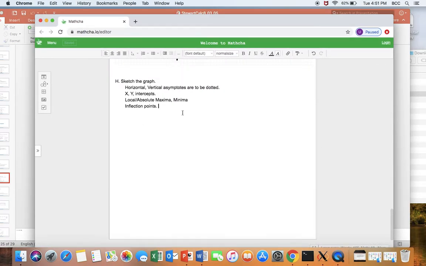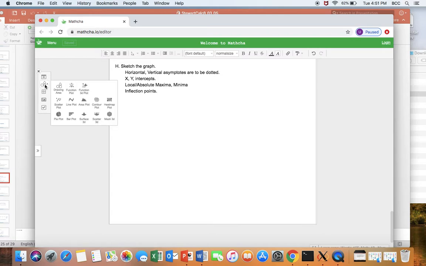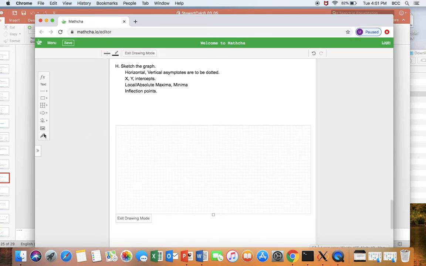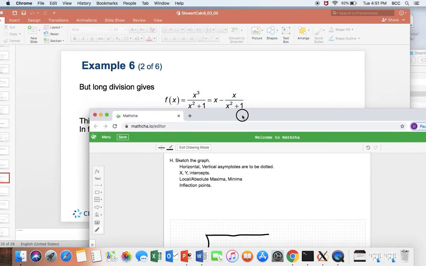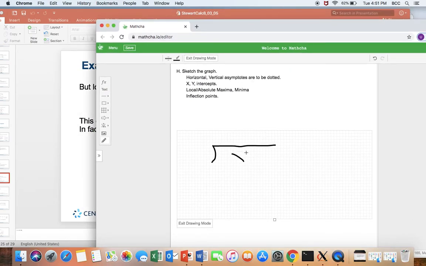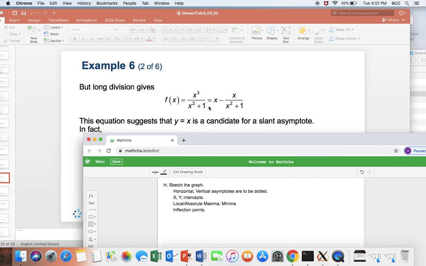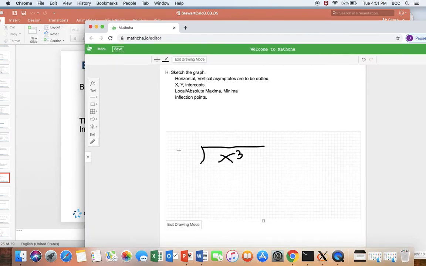Okay, so what is it that we want to divide by? We want to divide x cubed. Whatever is upstairs goes inside, and whatever you are dividing by goes outside: x squared plus 1. Okay, how many x squareds go here? X times x squared is x cubed.